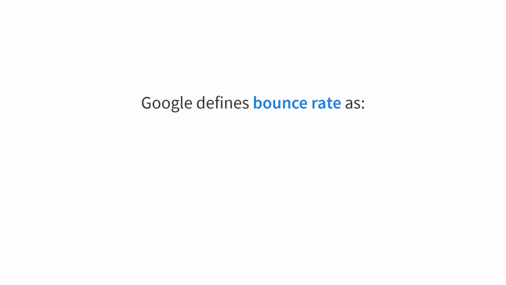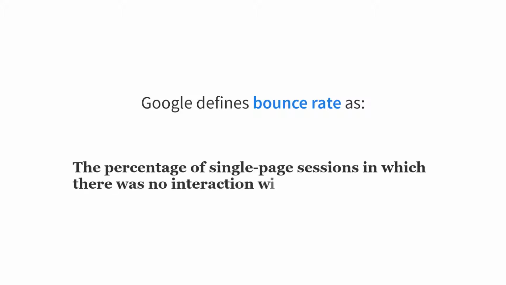So Google defines bounce rate as the percentage of single page sessions in which there was no interaction with the page. Bounces are sessions where a user visits your website and then leaves. They don't interact or continue. Instead, they close the window, type a new URL in the browser address bar, or click the back button.